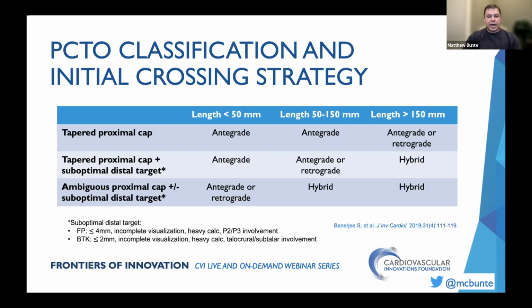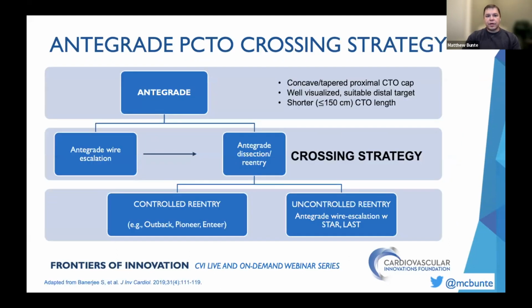There are really three key aspects to this crossing strategy, including the proximal cap, whether there are suboptimal distal targets, and then the length of the lesion, to guide whether lesions are approached antegrade or retrograde, or using a hybrid approach. So we'll go into some of this in a little more detail. With an antegrade crossing strategy, what I look for, as suggested by this document, is a concave or tapered proximal CTO cap that's well visualized and has a suitable distal target for treatment, and generally shorter CTO lengths. With antegrade CTO crossing, there are really two strategies we can consider.